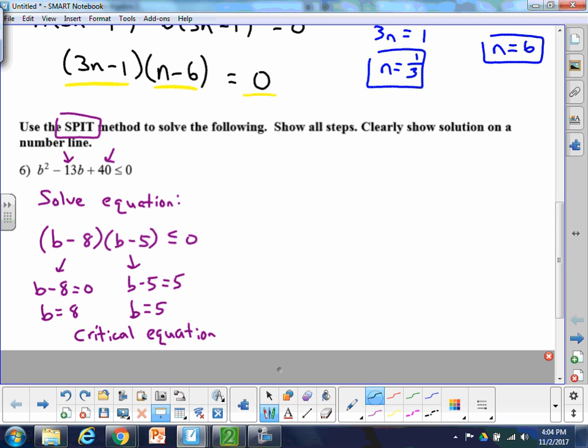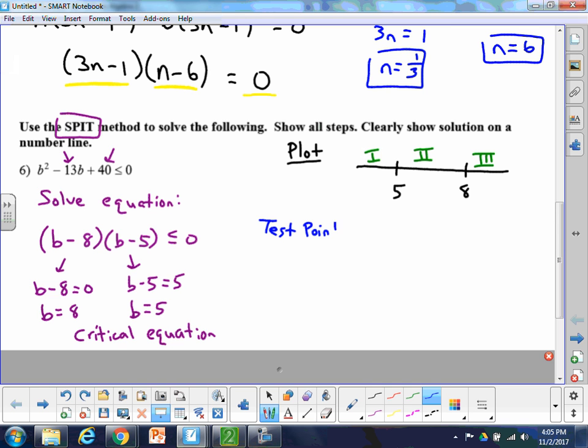So what we do with those is we plot those on the number line. I have 5 and I have 8. What it ends up doing is dividing the number line into 3 different intervals: anything less than 5, anything in between, and anything bigger than 8. We need to do a test point from each interval. We're going to test 1 point from each. When I say test, we're going to plug them into this and see if it's true.